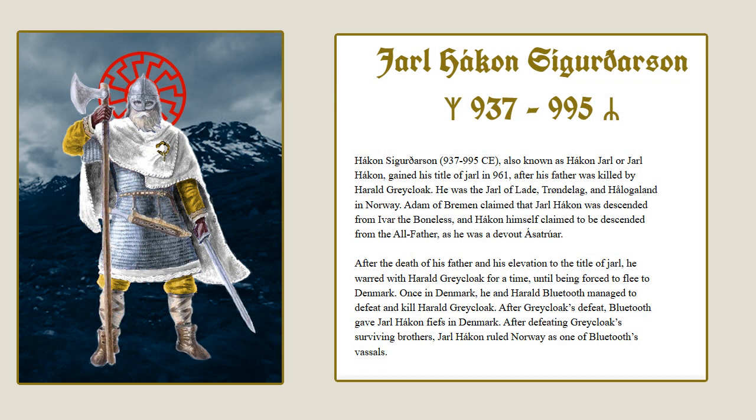Born in 937 and passed away 995, Hákon Sigurðarson, also known as Hákon Jarl and Jarl Hákon, gained his title of Jarl in 961, after his father was killed by Harald Greycloak. He was the Jarl of Lade, Trondelag, Hålogaland in Norway.